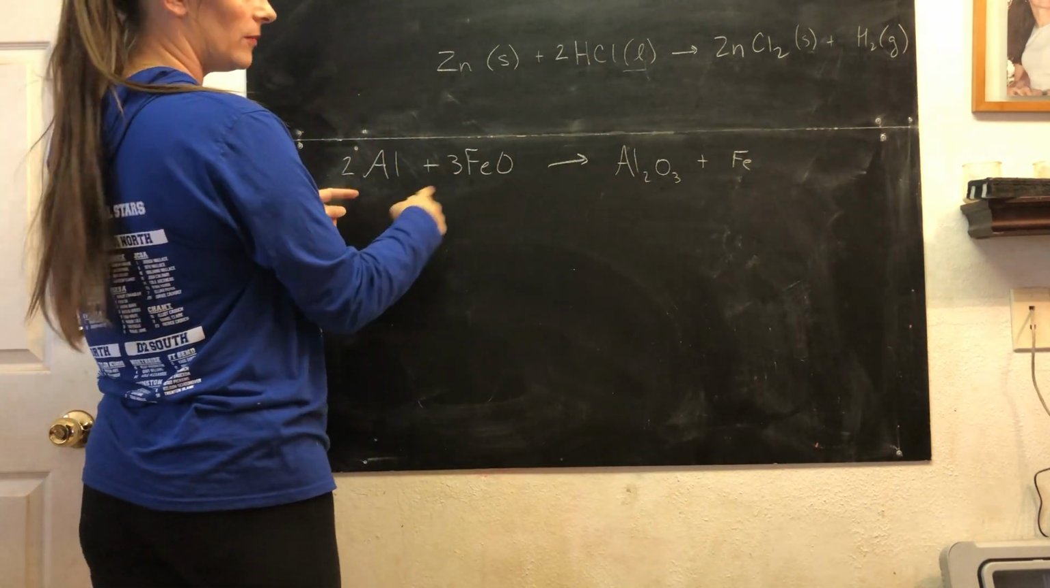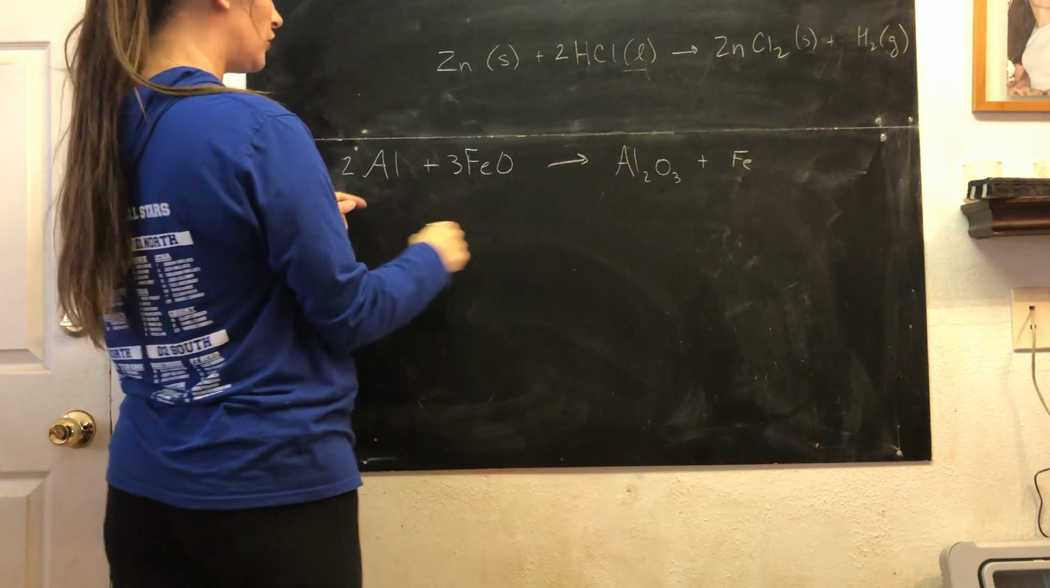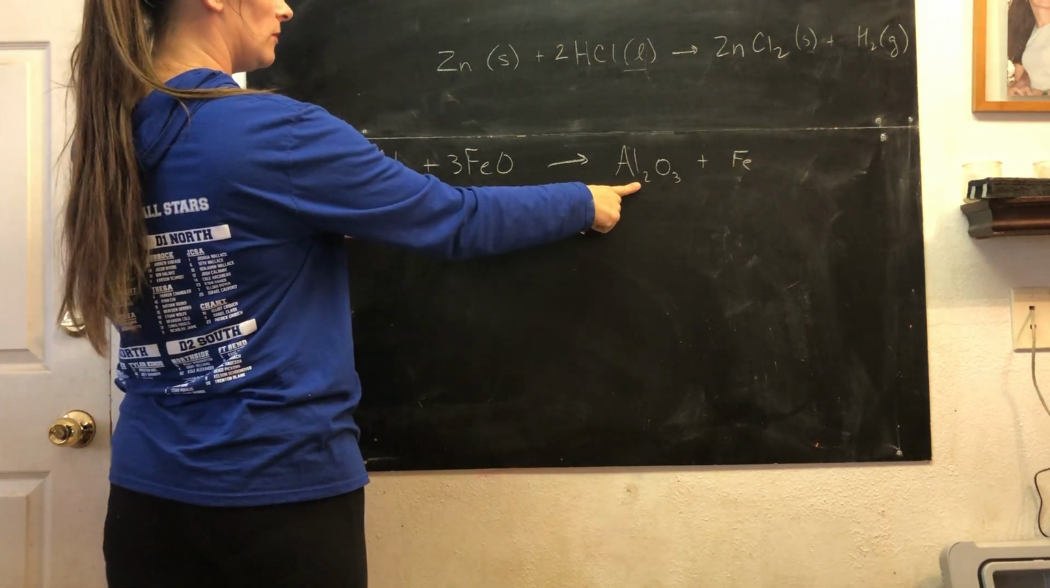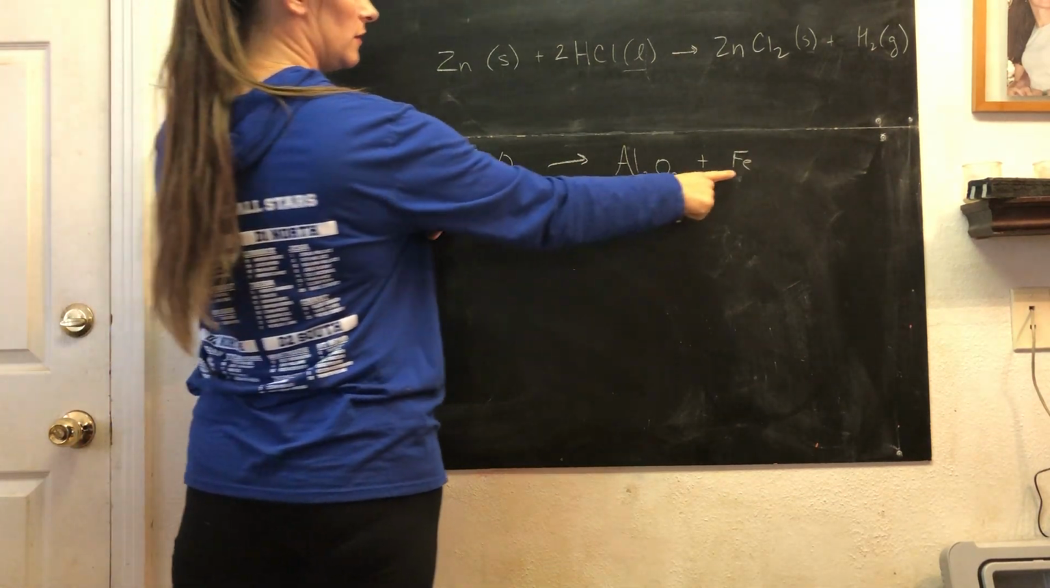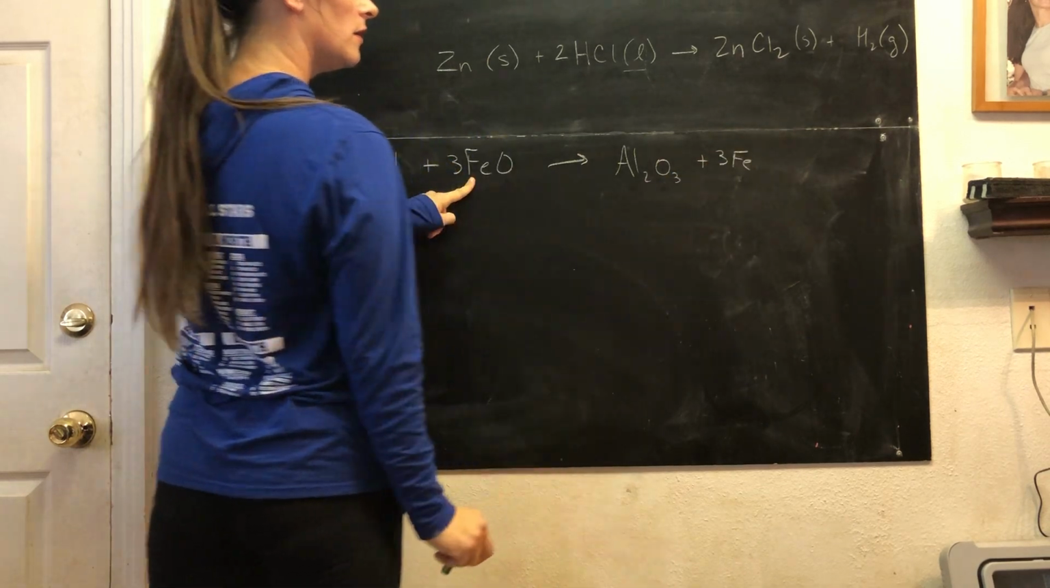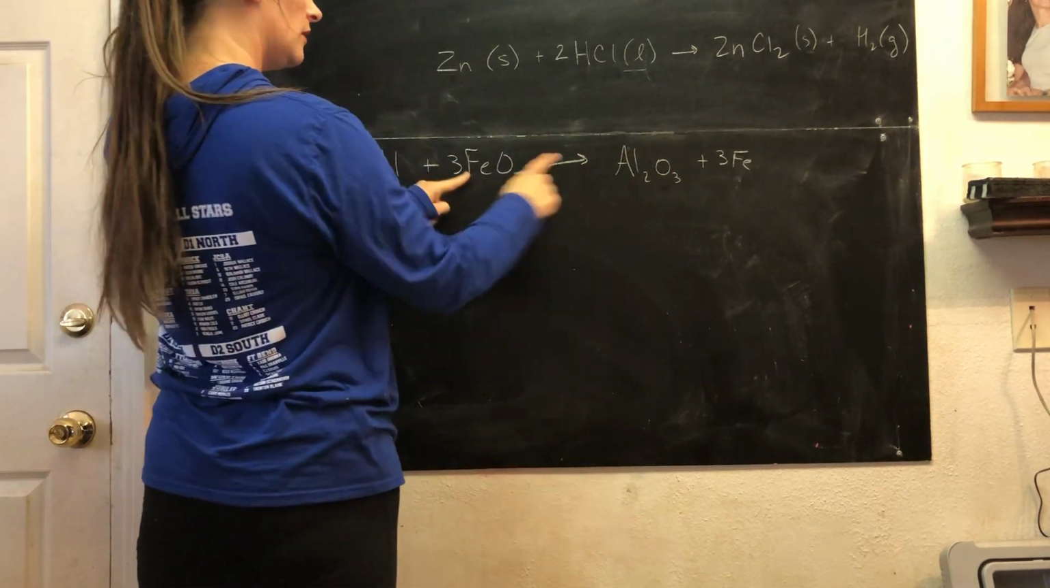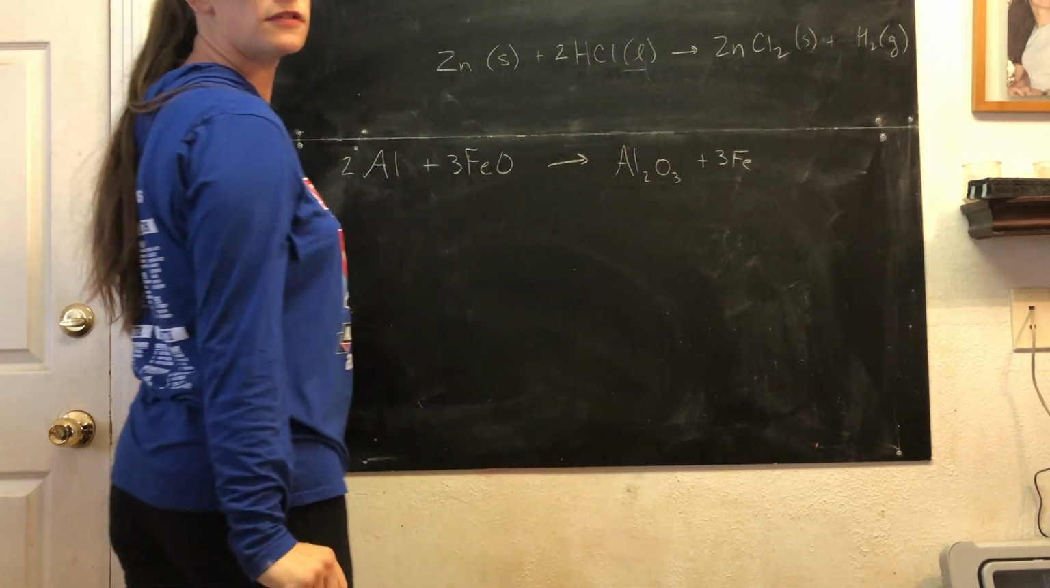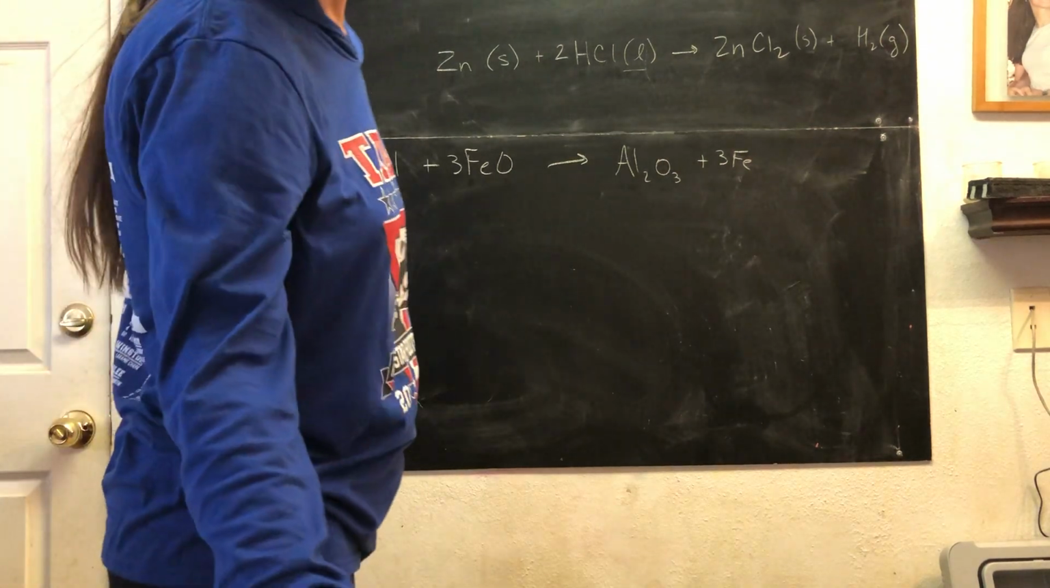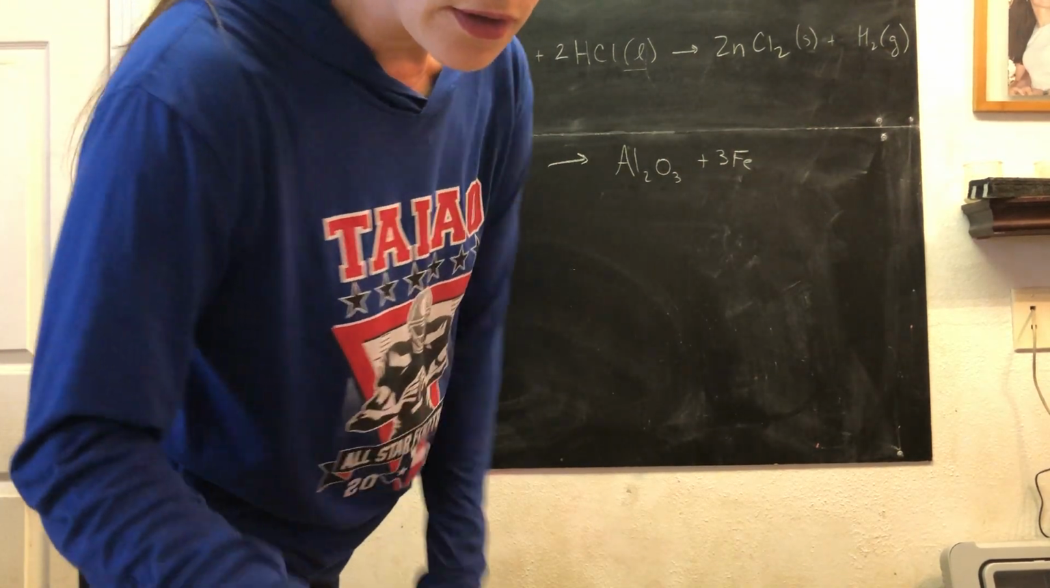So now we changed something here, so we need to recheck. 2 aluminums, 3 irons. So let's put 3 there. 3 oxygens, 3 oxygens. We're balanced. Sometimes you just need to play with them.